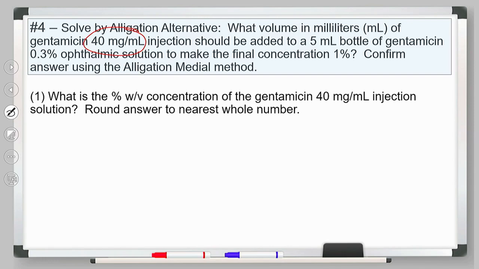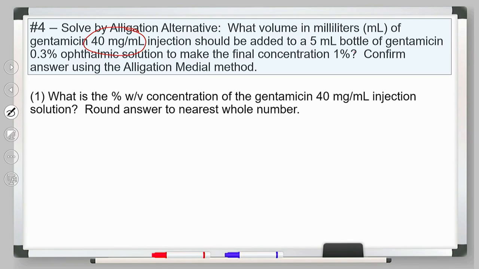So in this question, and I'll give you a little bit of time as well to solve for number 4, it says, what volume in milliliters of gentamicin 40 milligrams per mil injection should be added to a 5 ml bottle of gentamicin 0.3% solution to make a final concentration of 1%.